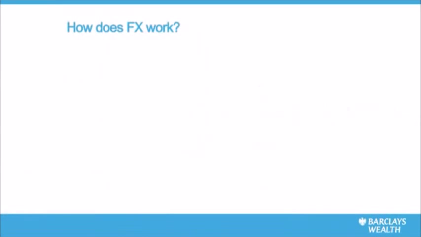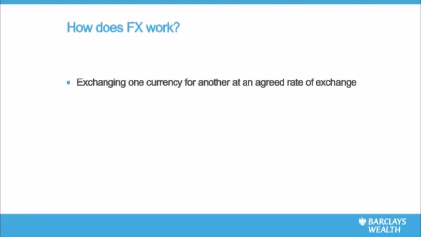So secondly, how does FX actually work? Well, FX trading involves exchanging one currency for another at an agreed rate of exchange. In simple terms, if I hold euros and plan to make a purchase of goods or services in sterling, I will be selling euros and buying sterling.